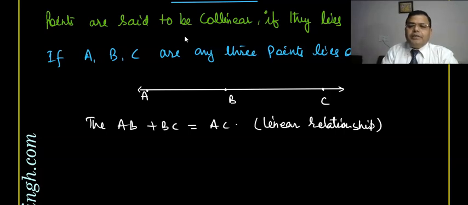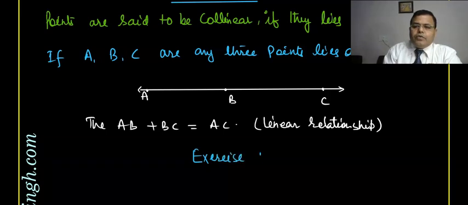And if they lie on the same line, the triangle cannot be formed. So you can prove that also, that the area of the triangle is zero. But here we have to use the distance formula. So we will find the distance between these two points, the distance between these two points also, and then we'll find the distance between A and C. If the sum of these two distances is the same as the distance of the other two points, then they are said to be collinear.